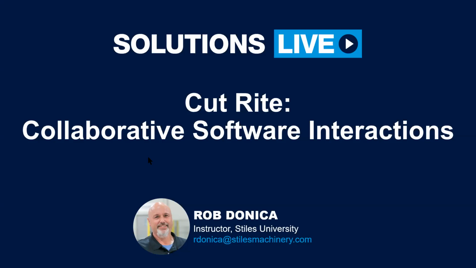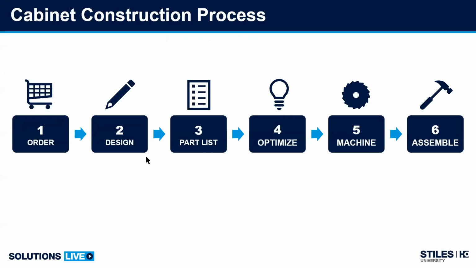What we're going to do is start off today by taking just a high-level look at what an order goes through in just about any shop I've been through, from order all the way down through assembly. So we start off with an order, right? We have an order that comes into our shop, whether it's one cabinet or 100 cabinets. If we don't have an order, nothing else really matters.